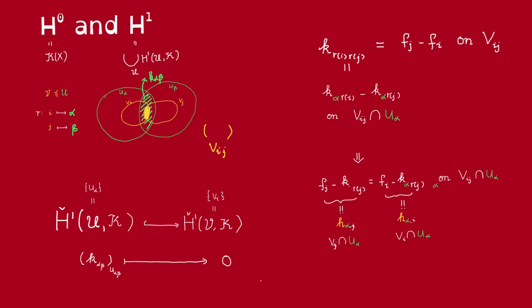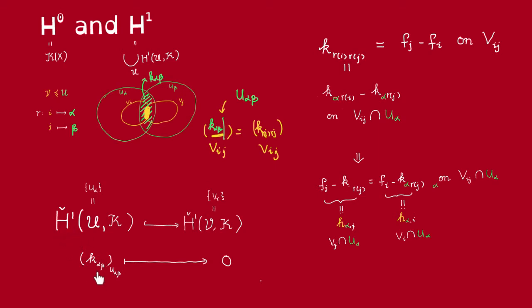So what should the section be? We look at the restriction map, and we see that i is mapped to alpha, j is mapped to beta. So whatever section this should be should come from the section that we pick on U_alpha beta, and that was the section K_alpha beta. So this should be K_alpha beta restricted to V_ij. Explicitly in formula, on the V_ij, the section we pick is K_{r(i), r(j)}. But note that these are not just any one cochain, these have to be one cocycles.